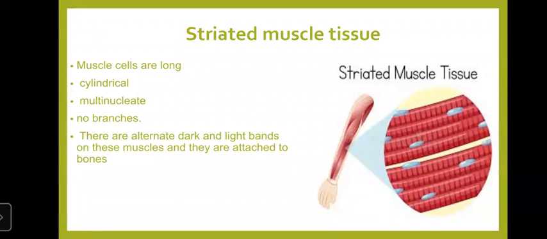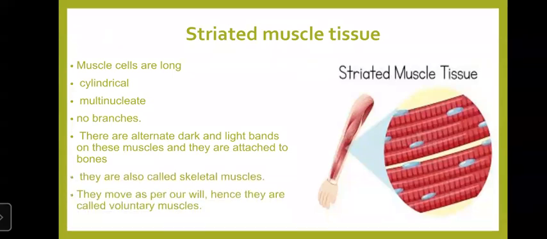Striated muscles have two different names: striated muscles and skeletal muscles. And they can move by our will. Hence, they are also known as voluntary muscles. Movement of the skeletal muscle is under our control, and that is known as voluntary muscle.